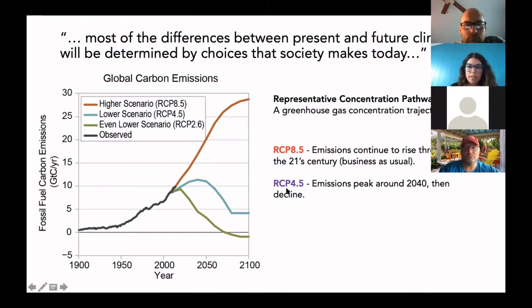You'll also see the lower emission scenario, RCP 4.5, where we have emissions peaking around 2040 and then declining. So that's our blue line here. So we peak around 2040 and then start to go down. And then we also have an even lower scenario that I'm not really going to talk about, but that you see on this graph. And then here you have observed changes in black. So you can already kind of see we are on the 8.5 line.